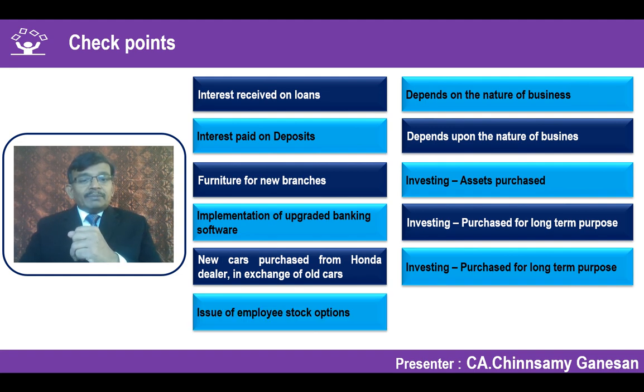I'm issuing employee stock options. Where I have to place it? Operating activity, investing activity, or financing activity?